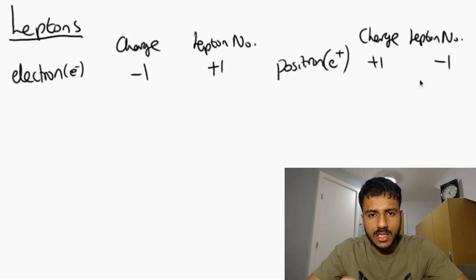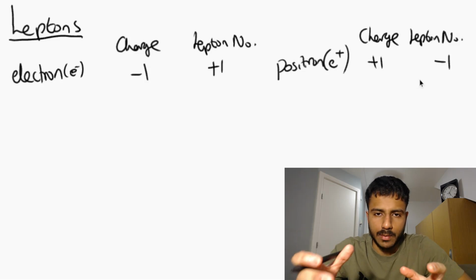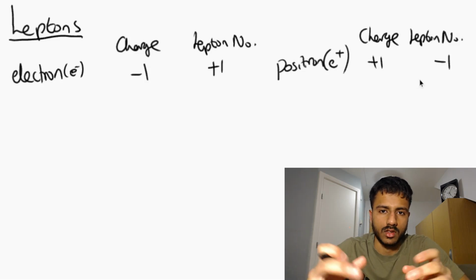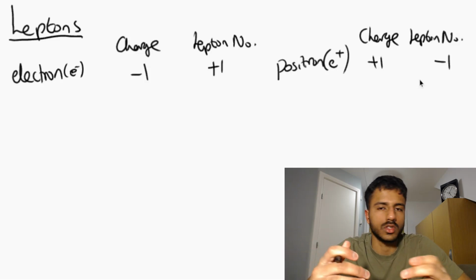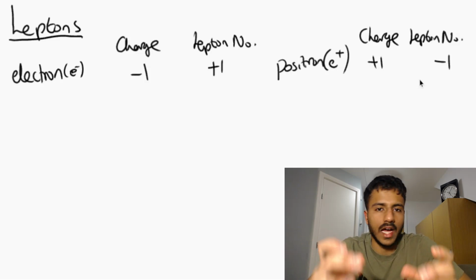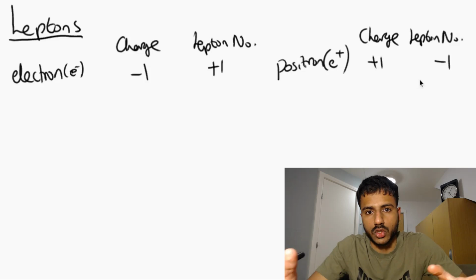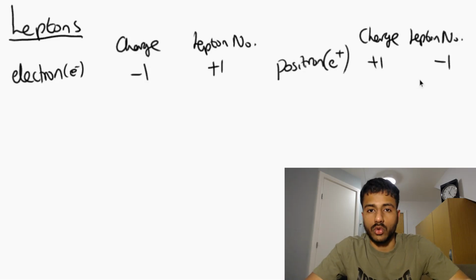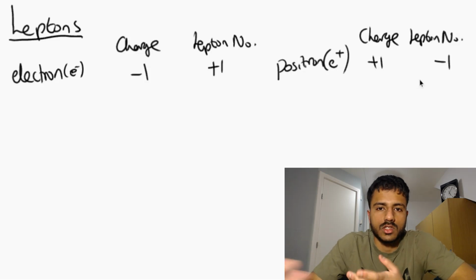Now, typically, antimatter is denoted by simply putting the word anti in front of the matter you're talking about. So you would typically call the antimatter for electron an anti-electron. But the positron has its own unique name because it's special, I guess.